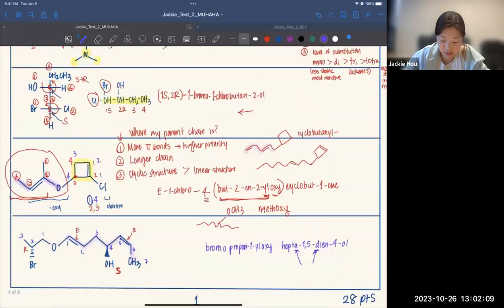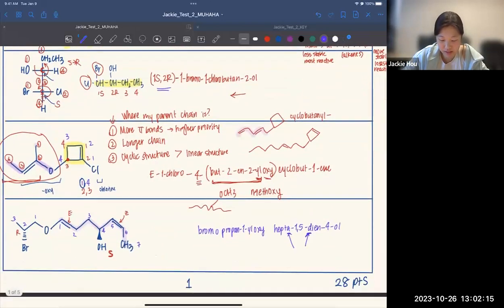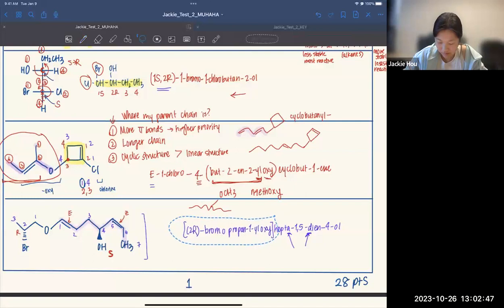Whereas in these examples, for example over here, we can just put the 1S and 2R on the outside. But because this is a stereo center that's inside of a branch, and there are going to be multiple stereo centers on the outside, we have to put it on the inside. In this case we were able to put it on the outside because there's only one, but in this case we have so many. So because we want to designate that this is part of the branch, we're going to put the 2R of the bromo on the inside. And then this is going to be our complete branch, located at carbon 1.